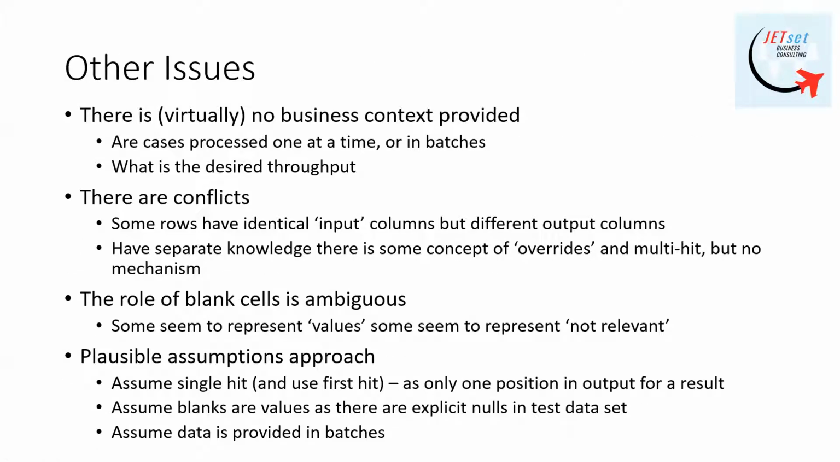So as it's presented, we aren't really given a business context. And so there are questions behind this which aren't essentially directly relevant to the challenge, but certainly relevant to understanding how we manage large decision tables. So we don't know things like whether cases are processed one at a time or in batches. We don't know what the actual performance requirements of the system are. The decision table has got various conflicts within it. So there are a number of rows where you'll find that there are identical input columns, but there are different outputs. So how are we supposed to interpret those?